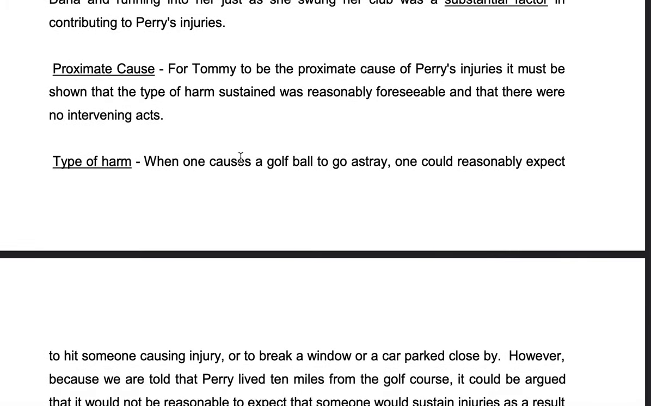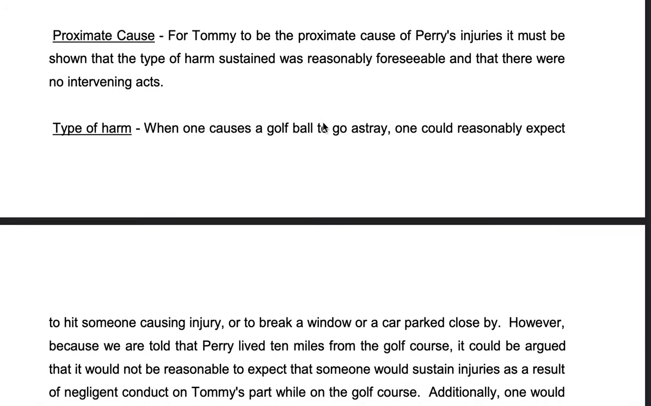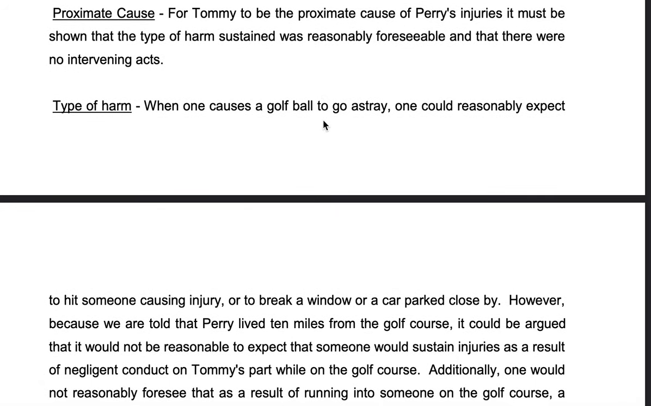Proximate cause. For Tommy to be the proximate cause of Perry's injuries, it must be shown that the type of harm sustained was reasonably foreseeable and that there were no intervening acts. Type of harm. When one causes a golf ball to go astray, one can reasonably expect to hit someone causing injury, or to break a window or a parked car close by.